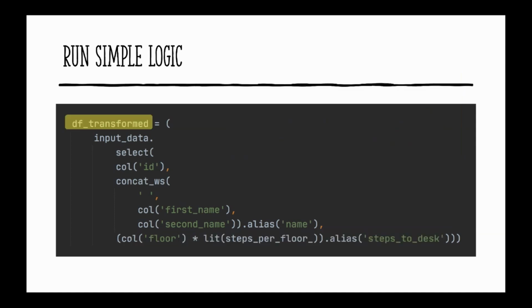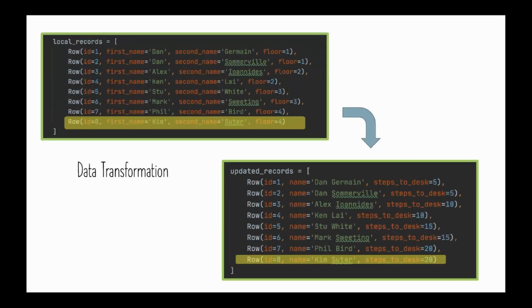All right, awesome. And all of this information and all of this calculation that I now did is going to be represented in a new data frame, and I'm going to assign everything to a new data frame called data frame transposed. This is going to be my new data frame that went through the first transformation that I did. So if we look now at the data that I had when I started and the data that I have now, if we look at row number 8, I have the ID 8, first name Kim, second name Souther, floor 4.